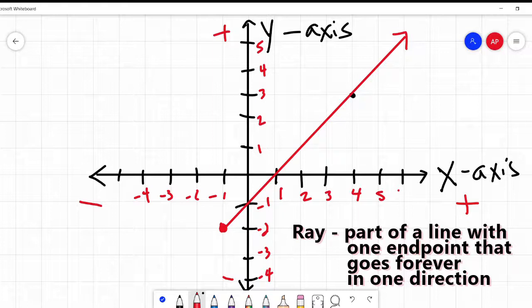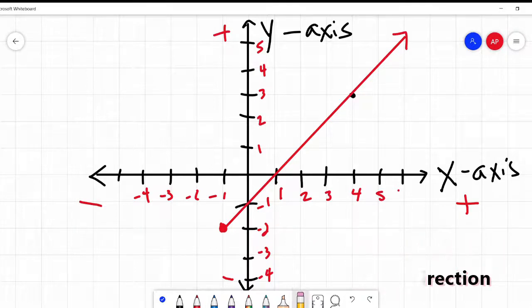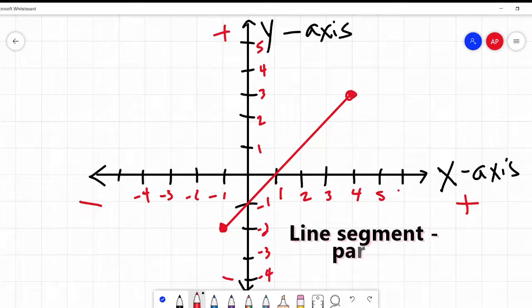Well, it technically is, but if you're seeing it drawn like this, this is what it is. It has one endpoint and it goes on forever. It's half infinite. It's infinite one way. Right? Next one would be if I got rid of that infinite and now I have two endpoints.